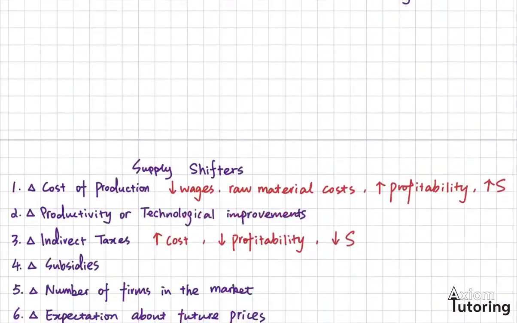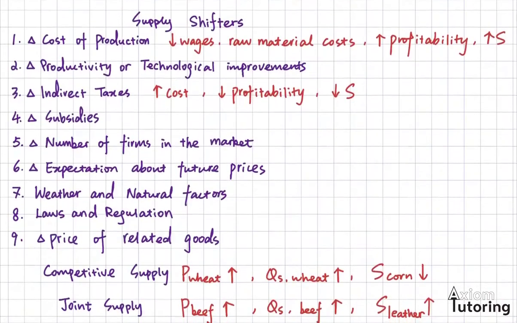Let's now go through some of the supply shifters one by one. First, change in cost of production. When wages become cheaper, when raw material costs become cheaper, the profitability of supply increases. Firms tend to shift their supply curve to the right. Second, changes in productivity and technological improvements. Higher productivity means firms produce more output with the same inputs. This helps lower average cost and increase profitability, and therefore the supply curve will shift to the right. New technology will also shift the supply to the right for the same reason.